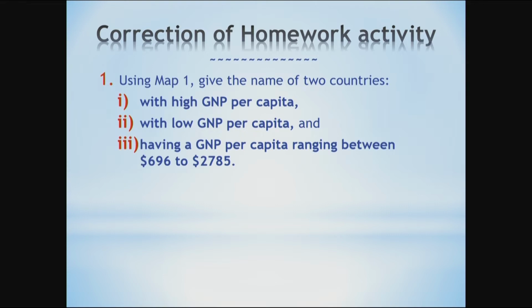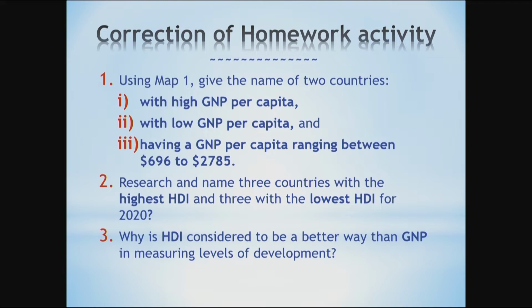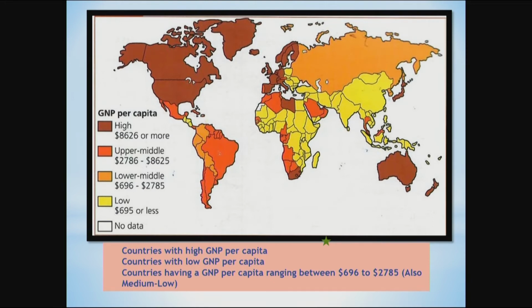It said, using map 1, give the name of 2 countries with high GNP per capita, 2 with low GNP per capita, and 3 having GNP per capita ranging between $696 to $2,785. Second, research and name 3 countries with the highest HDI, which is your Human Development Index, and 3 with the lowest HDI for 2020. And the third one, why is HDI considered to be a better way than GNP in measuring levels of development? So let us have a look at map 1. Okay, we'll take question 1.